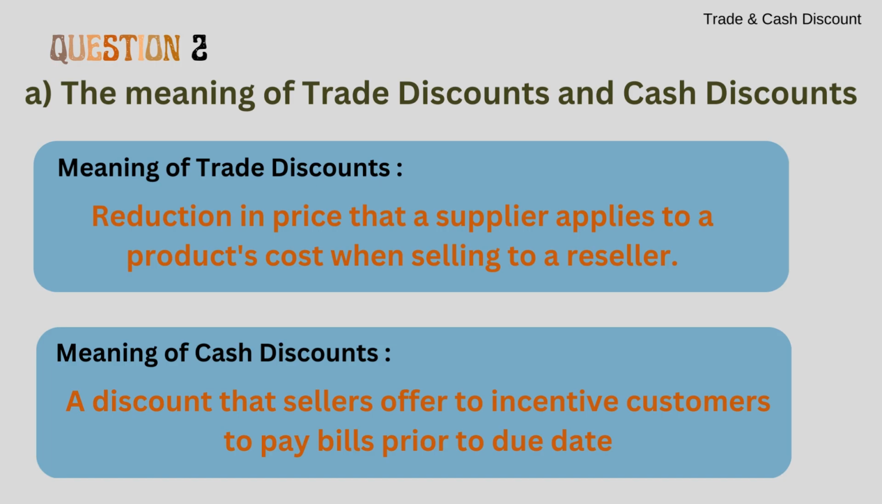So now, let's answer what is the meaning of trade discounts and cash discounts. The meaning of trade discounts is the reduction in price that a supplier applies to a product's cost when selling to a reseller. Meanwhile, the meaning of cash discount is a discount that sellers offer to incentivize customers to pay bills prior to the due date.